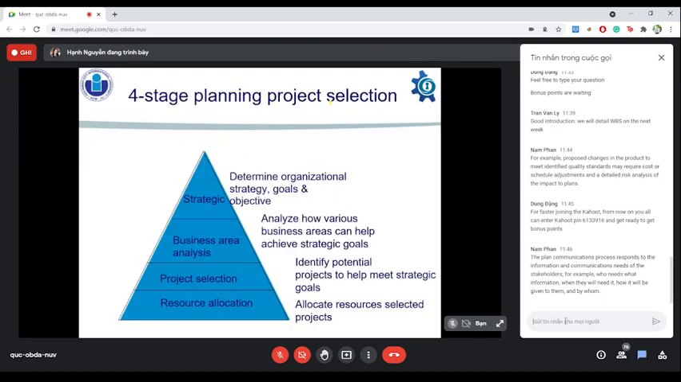Next slide. There are four stages in project planning, which are demonstrated by this triangle. On the top of the triangle is strategic: determine organizational strategy, goals, and objectives. Next, business area analysis: analyze how various business areas can help to achieve strategic goals. Then, project selection means identify potential projects to help meet strategic goals. And on the bottom, resource allocation: allocate resources and select the process.